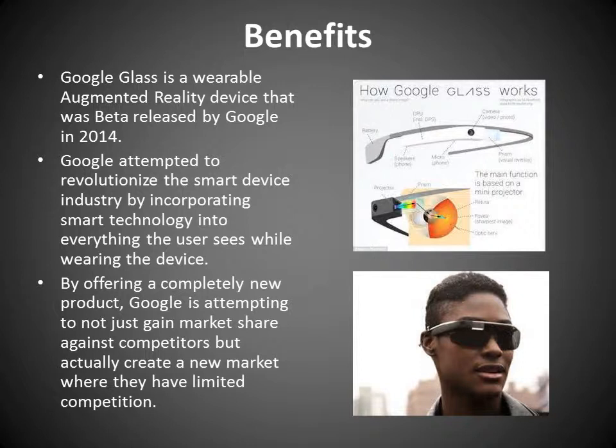And basically from a business case, Google is trying to introduce a completely new product. It's not just trying to introduce a new smartphone with a new feature or a new operating system. It's attempting to actually create a new market where they have limited competition, because at this point in time they're the only company offering a similar device.